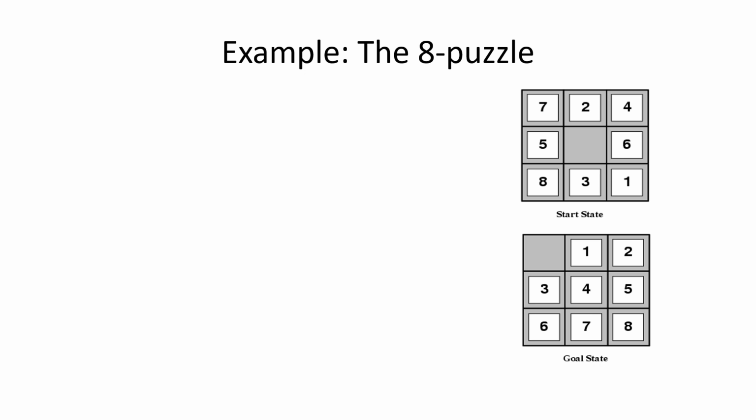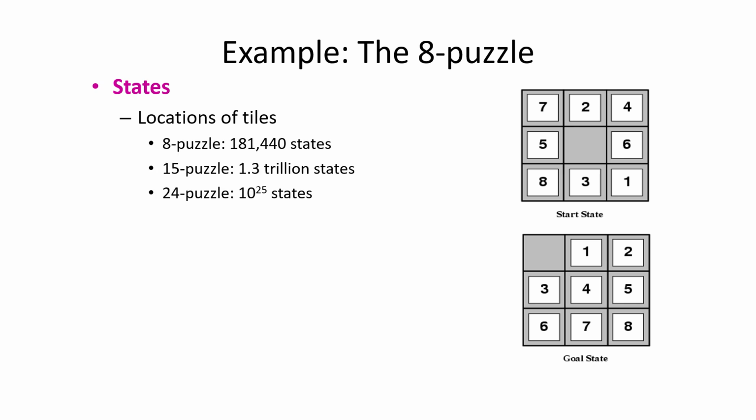In the 8 puzzle, each state is defined by the location of all the tiles, including the blank space. The size of the state space grows rapidly with the number of tiles. The 8 puzzle has about 181,440 reachable states. The 15 puzzle expands to nearly 1.3 trillion states, and the 24 puzzle skyrockets to about 10 to the power 25 states.